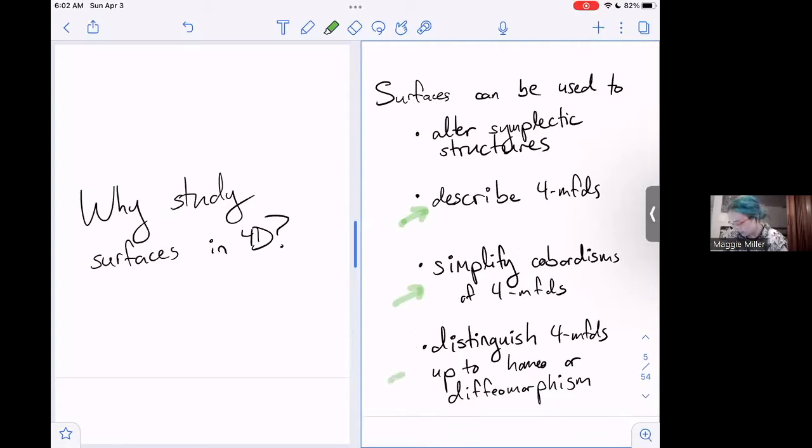And we can use them to distinguish four manifolds by maybe looking at a particular homology class in two different four manifolds and showing it's represented by a two sphere in this one and not a two sphere in the other one, and concluding somehow that they're not homeomorphic or diffeomorphic. And moreover, we can use surfaces to understand other structures that don't make sense in dimension 3. So surfaces are interesting for all the same reason knots are interesting, but I would argue even more interesting because four-dimensional topology is very interesting.